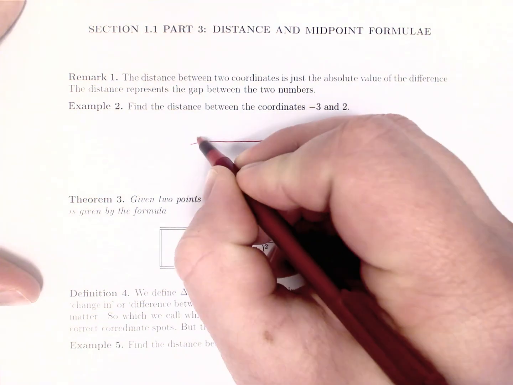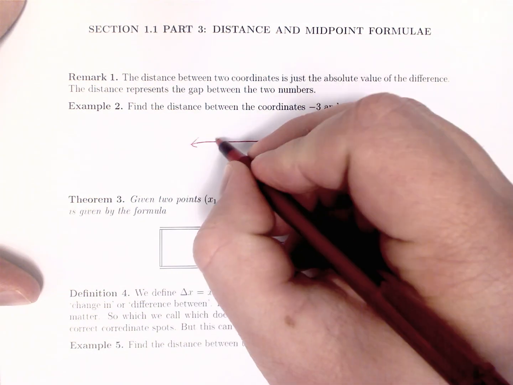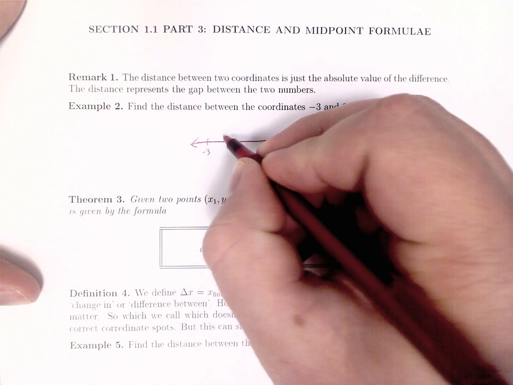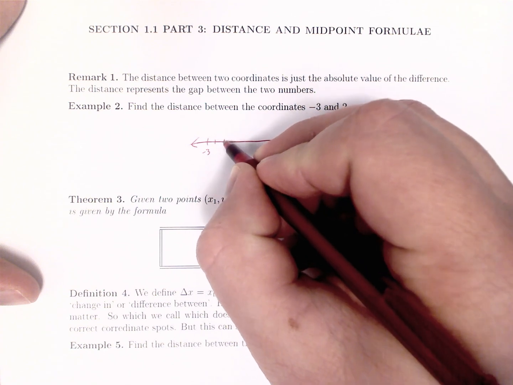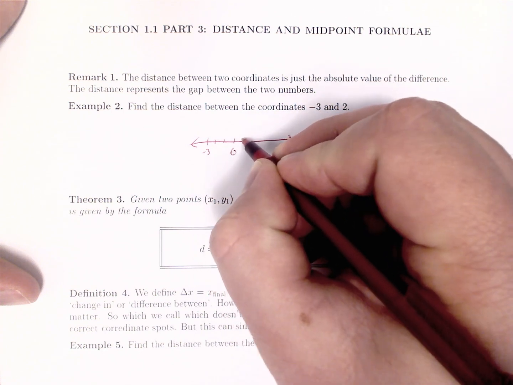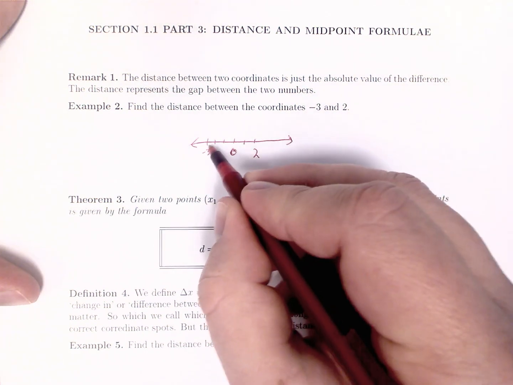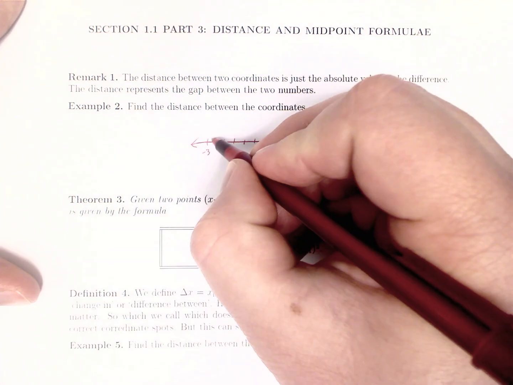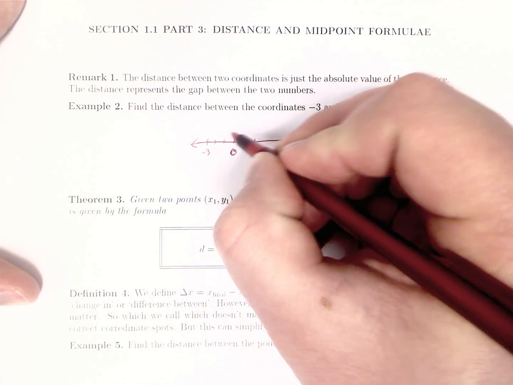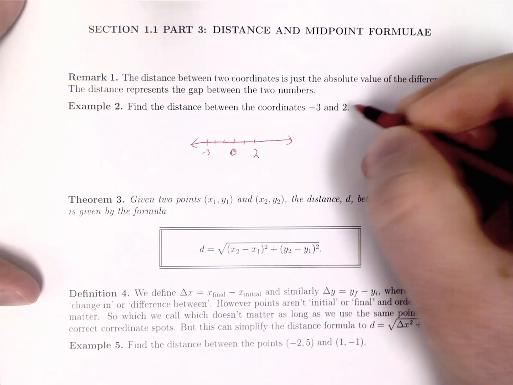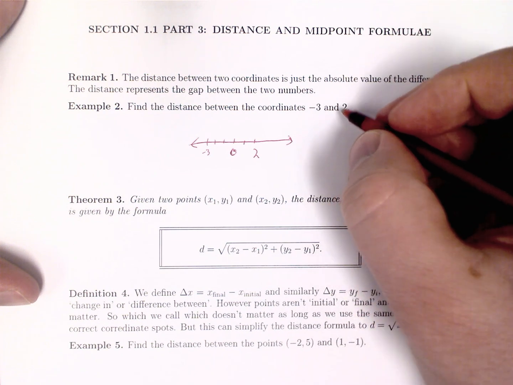So between -3 and 2, if we start back at -3, -2, -1, 0, then we have 1, 2. What is the distance between these two? Well, it's just how many units you've walked. 1, 2, 3, 4, 5. So the distance is 5.